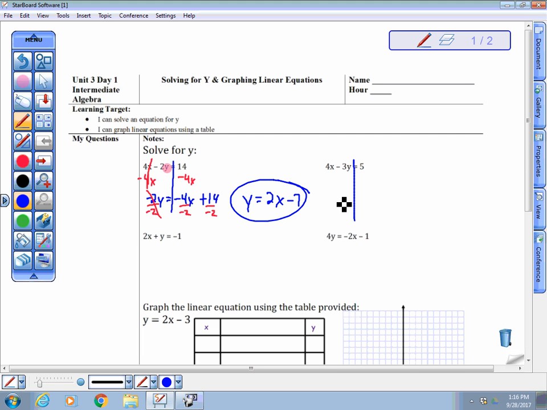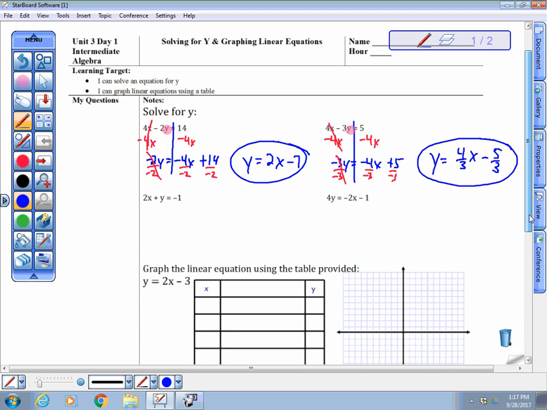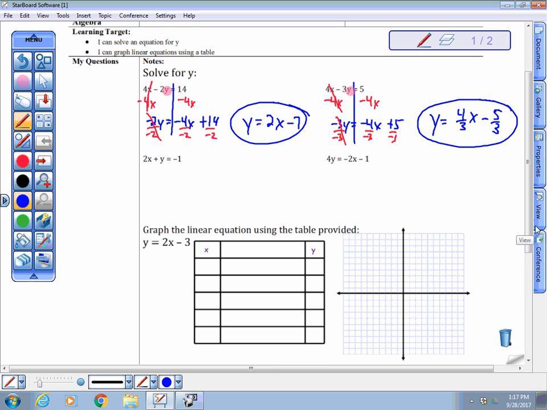Next one here, same idea. We're going to get y by itself. In order to get y by itself, it just so happens that I will subtract 4x first again. So we'll have a negative 3y equals a minus 4x plus 5. And then I will divide by negative 3. So in this case, it'll be y equals positive 4/3 x minus 5/3. You could have a plus negative 5/3 if you want. If that's what you want to do, that's fine.